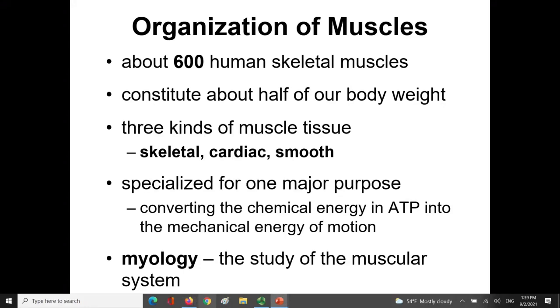Right, so we are going to start talking about muscles. There are about 600 human skeletal muscles. They constitute about half of our body weight. And there are 3 kinds of muscle tissue: skeletal, cardiac, and smooth. They are specialized for one major purpose, and that is converting the chemical energy in ATP into a mechanical energy of motion, right? Muscles help us move. And myology is the study of the muscular system.